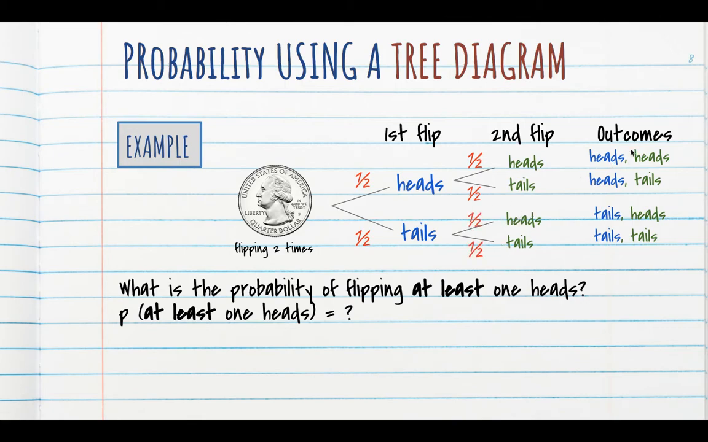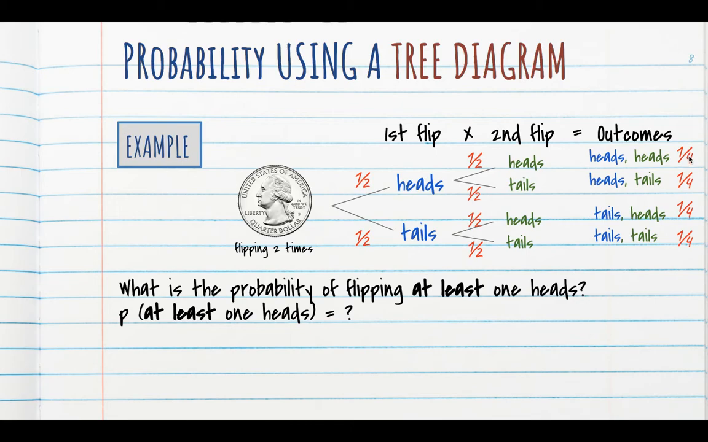Now, if I'm wanting to calculate each of the probabilities for these outcomes, I need to think about multiplying the probability in my first flip by the probability of my second flip. So 1/2 times 1/2 will equal 1/4. And since all of the probabilities are 1/2, each of these outcomes will have a 1 out of 4 chance of happening.